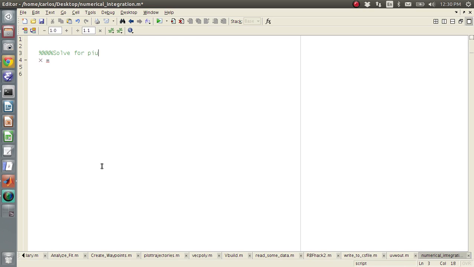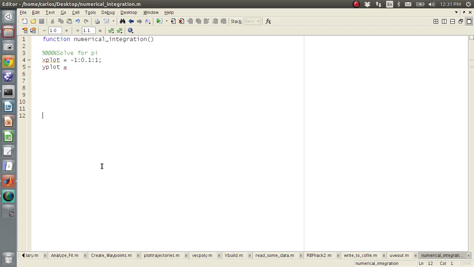Solve for pi. So if I say x goes from minus 1, 0.1 to 1, this is x plot, and then y plot is, and I'm going to make this a function, numerical integration, and then that way I can make my function y equals f of x, where y equals the square root of 1 minus x.^2. Then y plot is just f of x plot, and then I can do a figure and plot x plot, comma y plot.